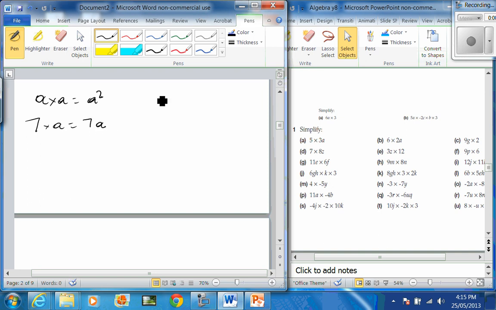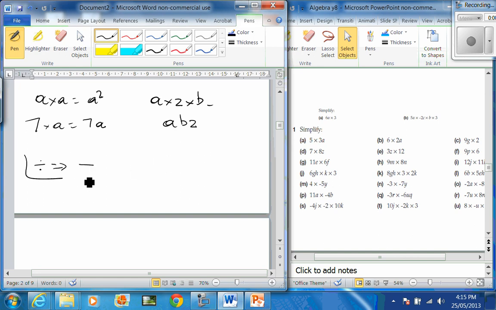I know that they have to be written in order, so if I have A times Z times B, I have to write it as A, B, Z. I know already that I keep the brackets, but the division sign has to be changed to the fraction. So instead of writing 3a divided by b, I have to write 3a over b.